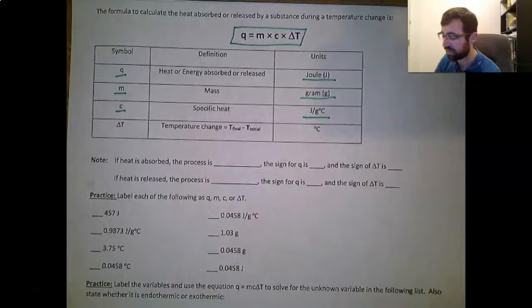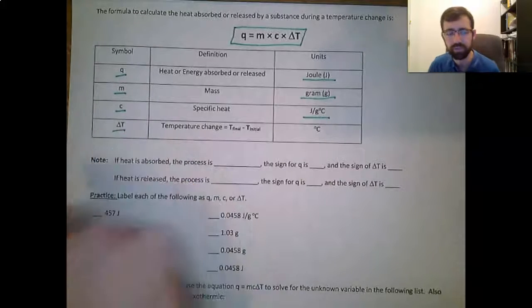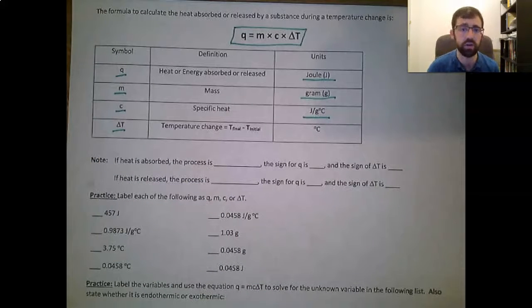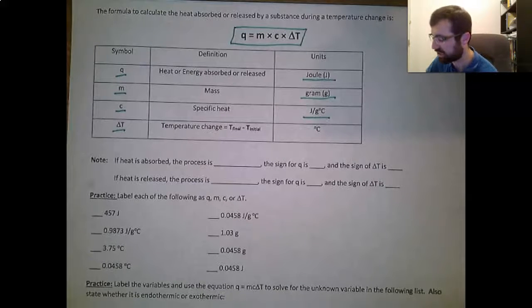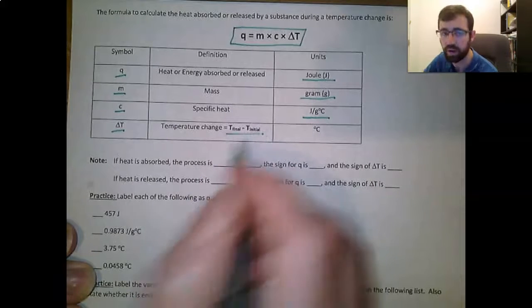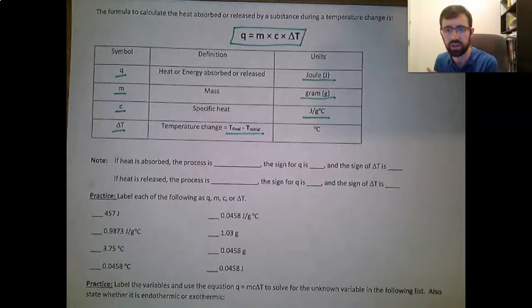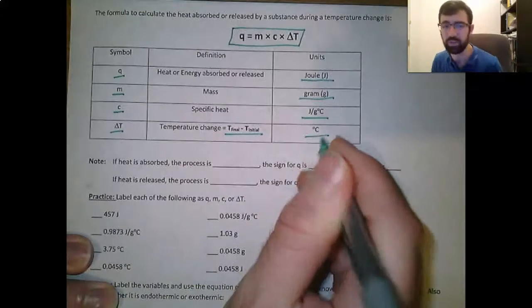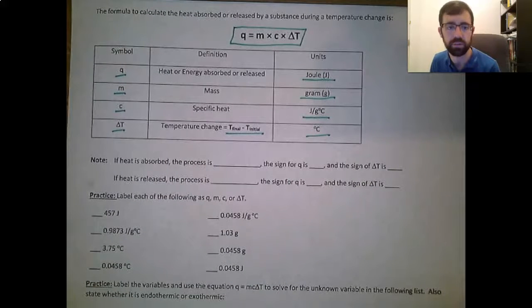And then we have delta T. As you could maybe guess, T stands for temperature. That delta just means change. So delta T means the change in temperature. It's the final minus the initial temperature. That's really important to recognize. It's what you end with minus what you started with. That tells you how much the change was. Whether it increased, that would be a positive delta T, or whether it decreased, that would be a negative delta T. And the units of delta T, or temperature in general, are going to be degrees Celsius.